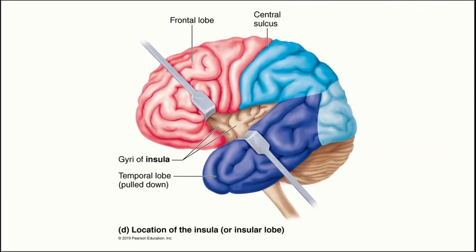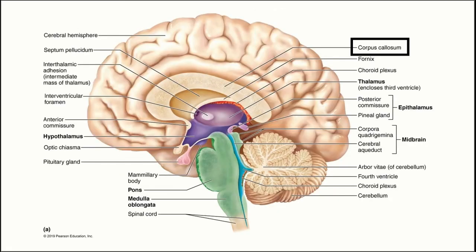And finally, the fifth lobe, the insula or the insular lobe, which is the deep lobe of the cerebrum, is where the gustatory cortex is located. And this cortex functions to perceive and interpret taste stimuli from the mouth and the tongue. So gustatory refers to the sensation of taste.